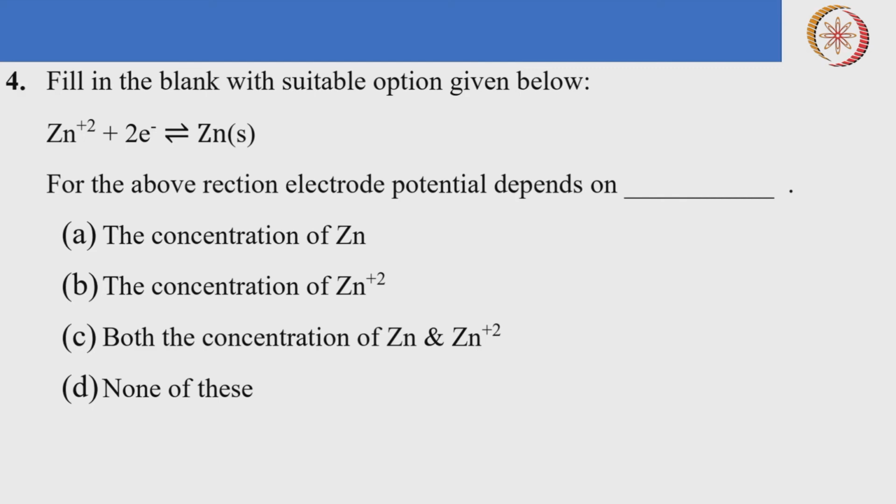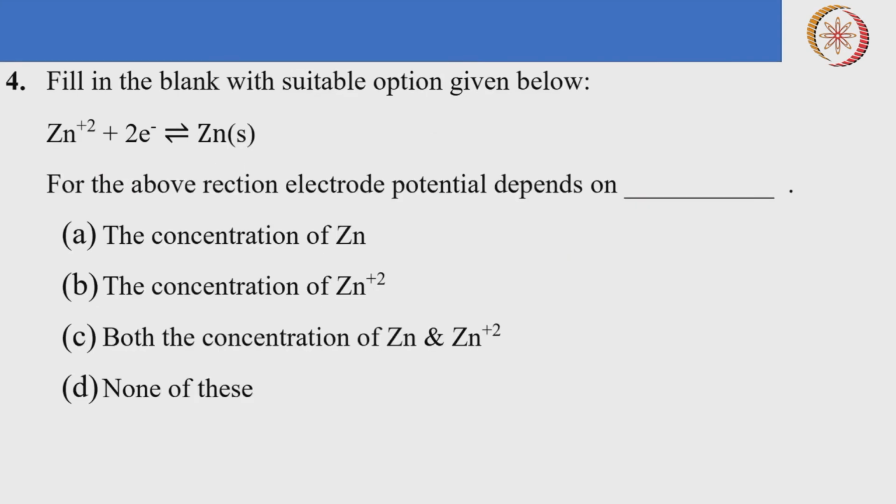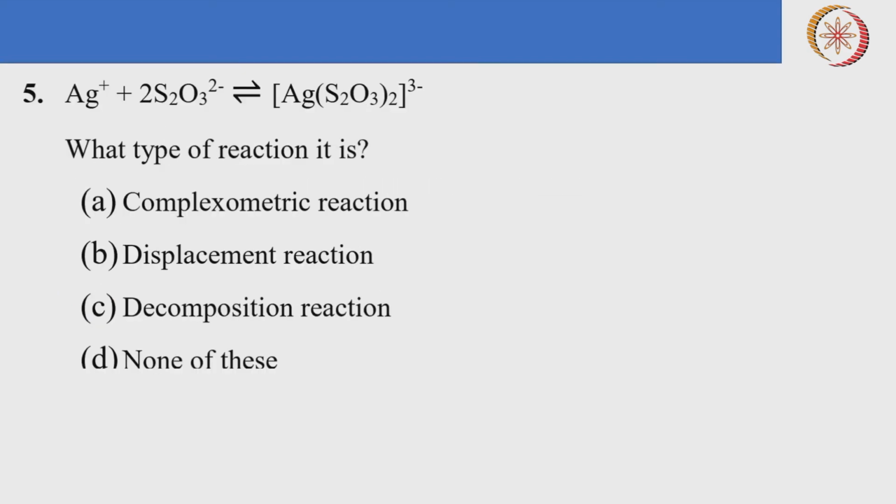Next question: fill in the blank with a suitable option. For the reaction zinc 2 plus to zinc, the electrode potential depends on what? The concentration of zinc, the concentration of zinc 2 plus, both, or none of these. This is a very easy question. The observed potential depends on the concentration of zinc 2 plus only. You can also write it as E naught plus 0.059 by 2 log of zinc 2 plus. So it depends on the concentration of zinc 2 plus only, answer B.